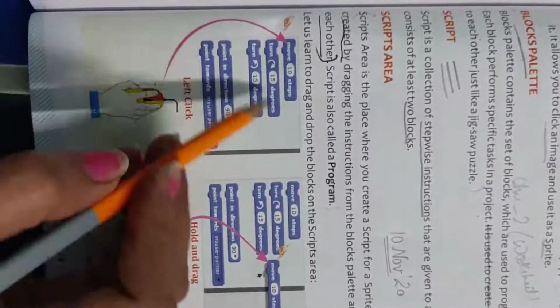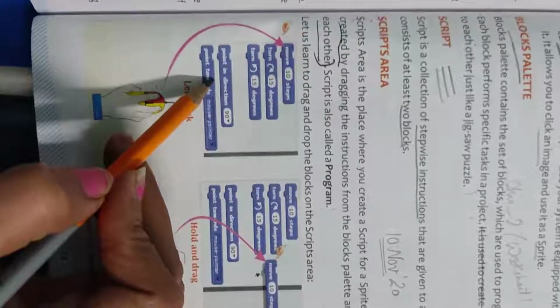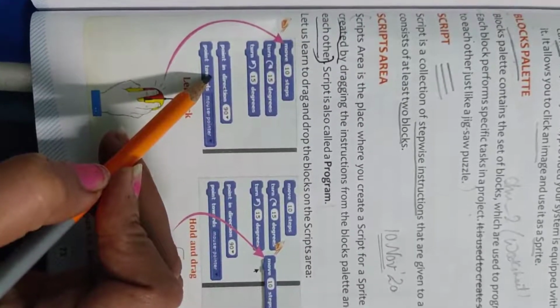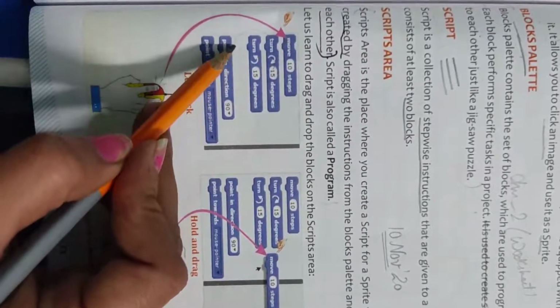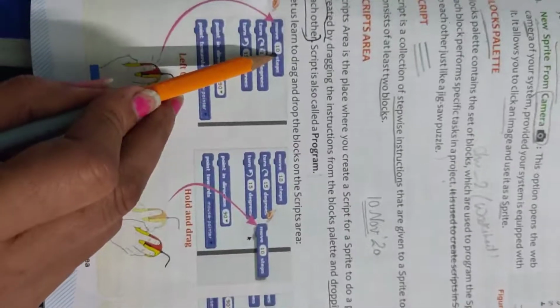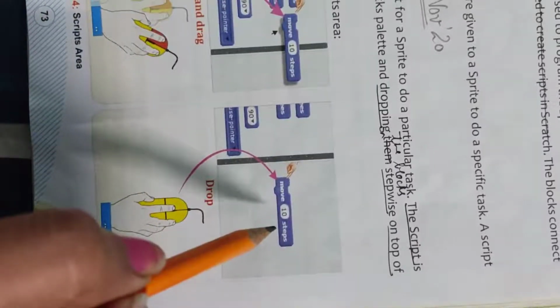In this, steps are written, one by one. Sometimes you want to change the steps. Then what can you do? You can drag that step and drop it here. Like here you can see, with the help of left click you can select. After that you can hold it and drag it. Then you can drop it here wherever you want to.